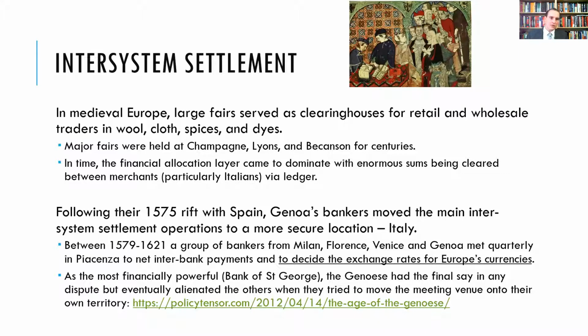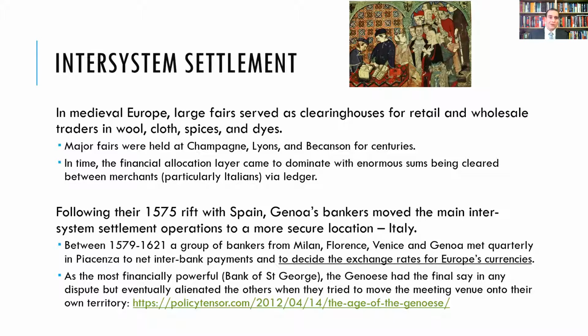But as the centuries progressed, these merchants began to adapt this fair system away from purely retail trade towards clearing wholesale trade, and eventually towards clearing financial payments between merchants. And it's this financial layer that came to be ultimately the most important aspect of these medieval fairs.